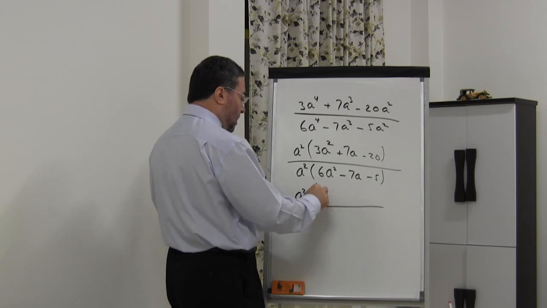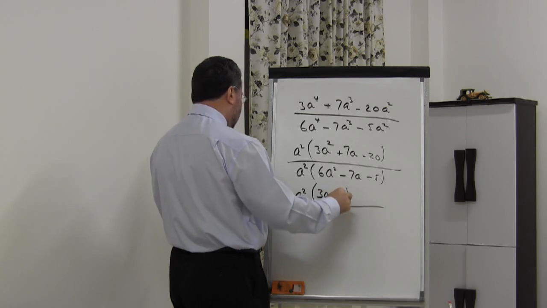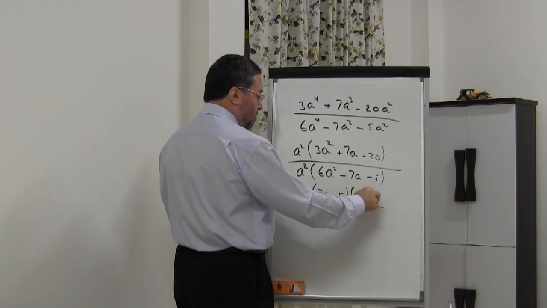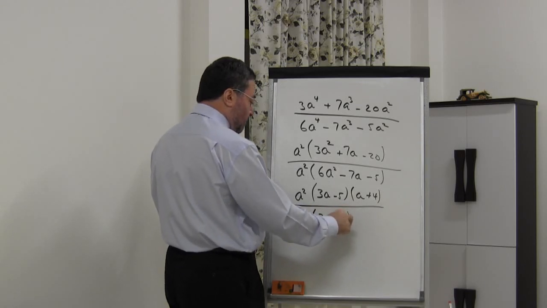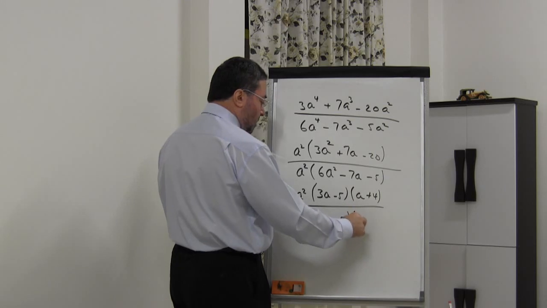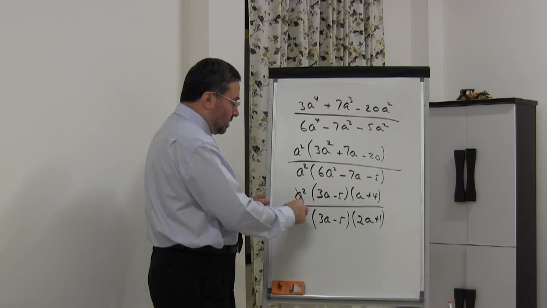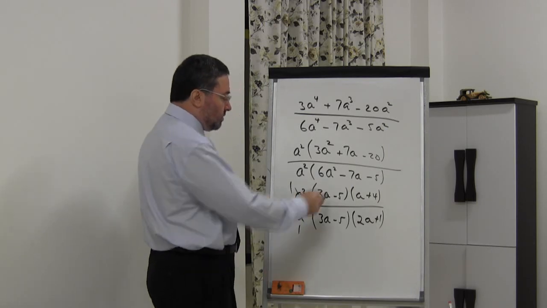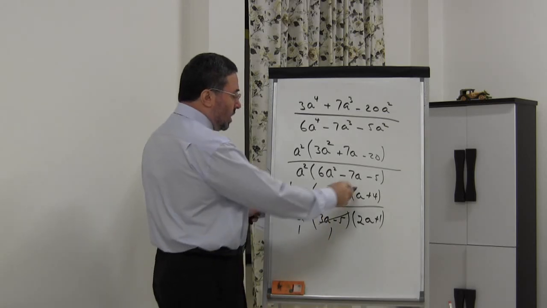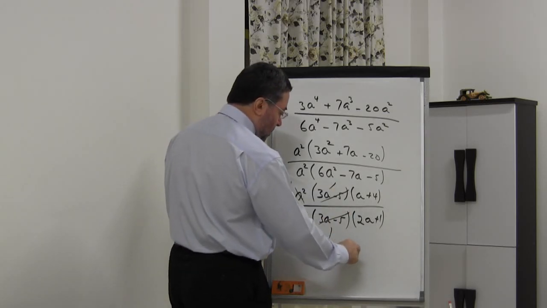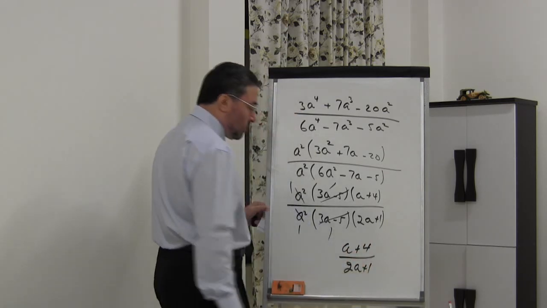And that gives us 3a minus 5 into a plus 4. And in the denominator we have 3a minus 5 into 2a plus 1. Now we can cut these two numbers, and here we have the same number, so we can cut. And we are left with a plus 4 over 2a plus 1.